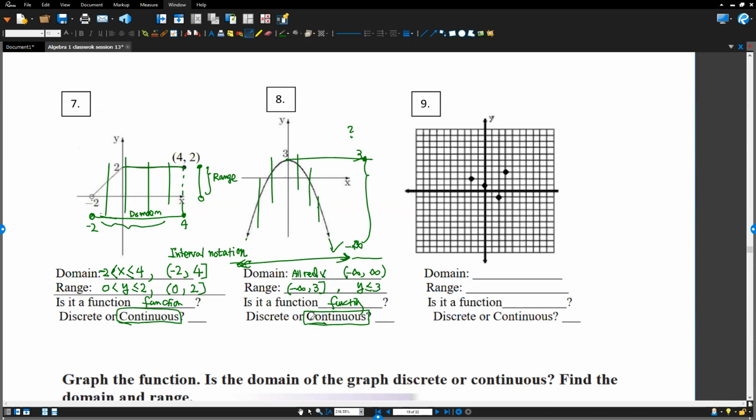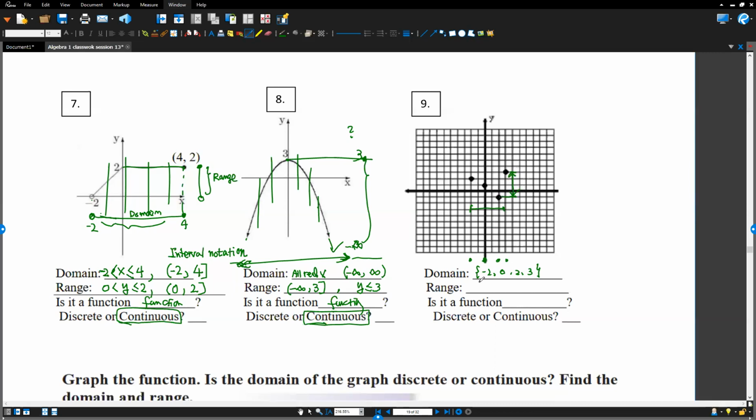Okay, now we're going to try a discrete one over here. We have points. The value of x is only 1 point, then another point, another point. Only 4 points are there. So the x values are negative 2, 0, 2, and 3. On these values of x, we have a point. That's the domain. What about range? The domain is from here to here, but discrete.